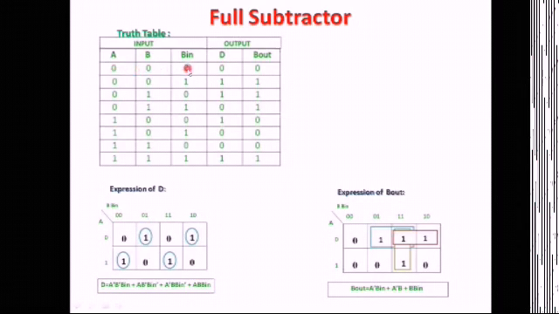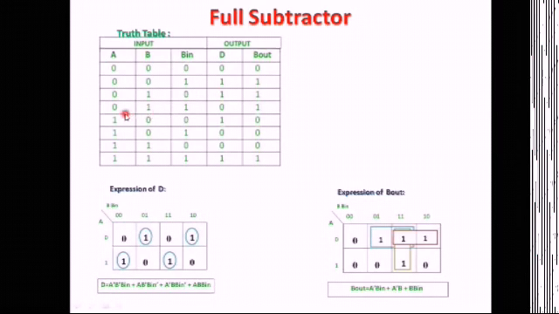In case of 0, 0, 0, the output of difference is 0 and B out is 0. 0, 0, 1, difference is 1 and the B out or the borrow is 1. Next is 0, 1, 0. The difference is 1 and the B out is also 1. How is it coming? See, 0 minus 1 means difference will be 1 and there will be a borrow. This borrow is this one, 1, and 1 minus 0 is again 1.